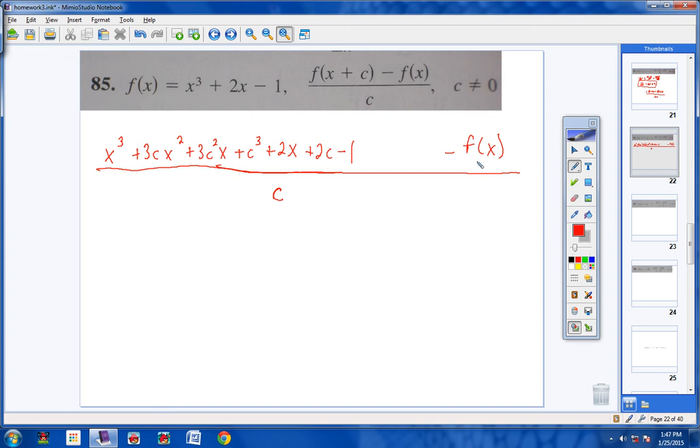Now next comes negative f of x, okay? So I'm going to bring down my f of x. My negative sign will be right over here. Now, minus f of x. Well, f of x equals this, so I'm just going to put this in place of f of x: negative x cubed plus 2x minus 1. Now, students, this negative sign goes to all the terms inside here, okay? So watch carefully. Your positive x cubed will become a negative x cubed. Your positive 2x will become a negative 2x.